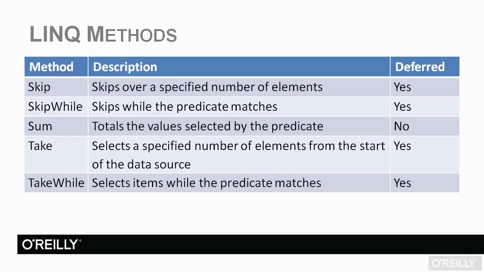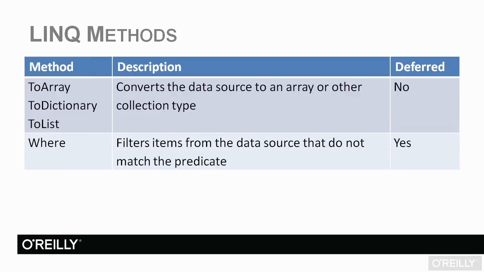We can also find our way in collections by using Skip and Take. So a Skip will skip over a specified number of elements, and a Take will take a specified number of elements from the start of the data. So Take is a rough equivalent of a limit. So if you just wanted the top 10 results, you could do a Take. We also have an aggregate function called Sum, and it simply totals the values selected by the predicate. And we do have methods for converting our collections into arrays, dictionaries, or lists.